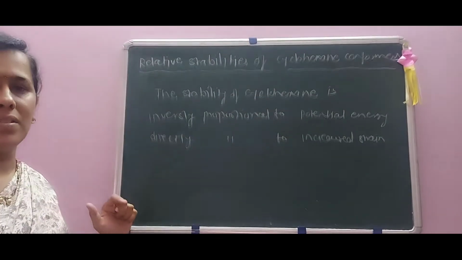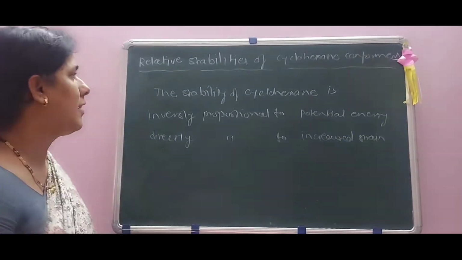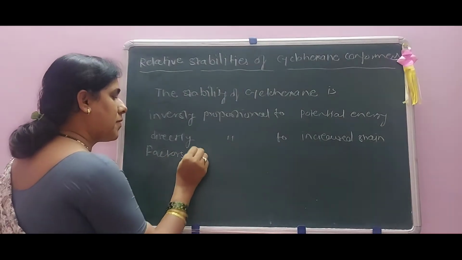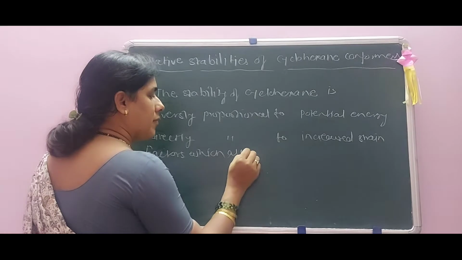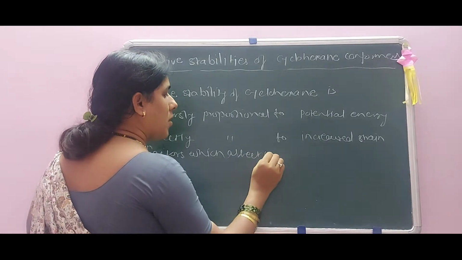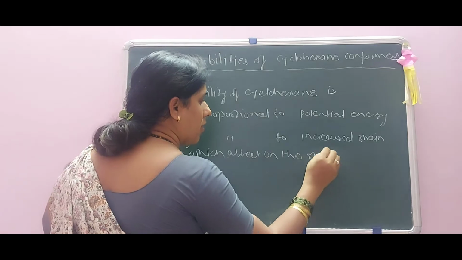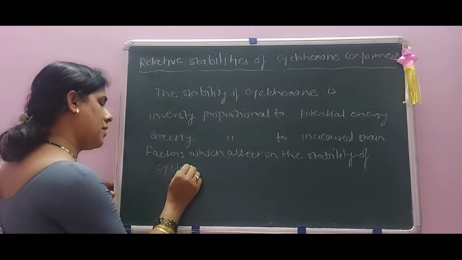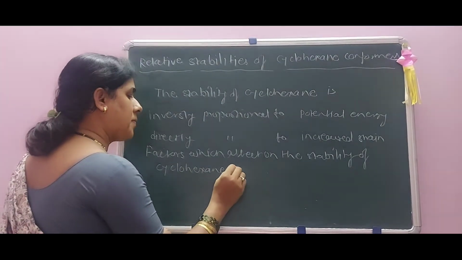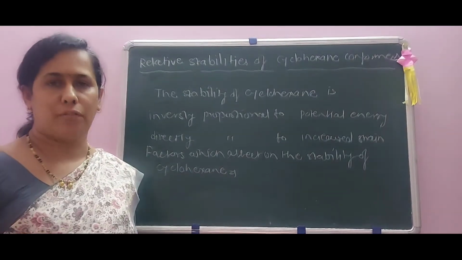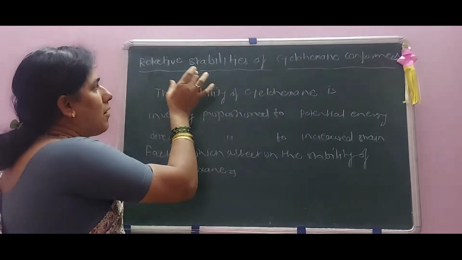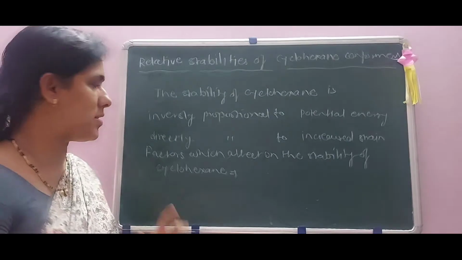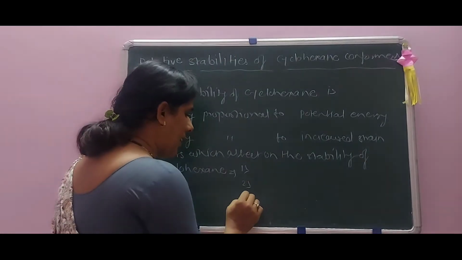Now we are going to discuss the factors which affect the stability of cyclohexane. First, there are totally 4 factors, but due to the puckered ring structure of cyclohexane, only 2 factors are taking place out of the 4 factors, which are as follows here.